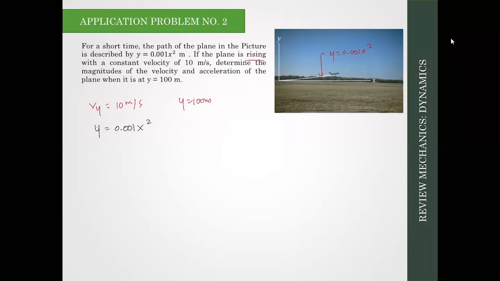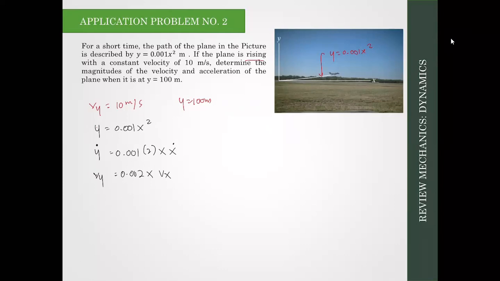So, dito, pag dinerive natin, so y prime, gawin ko na lang y dot, meaning first derivative. And then ito, this will be 0.002x as yung derivative ng x squared. Okay? So, ibig sabihin yung first derivative ng y, that is equals to Vy. Then ito will be 0.002x. And then ito will be Vx. Okay? Kasi first derivative ng x function niya. So, ibig sabihin velocity. Okay?